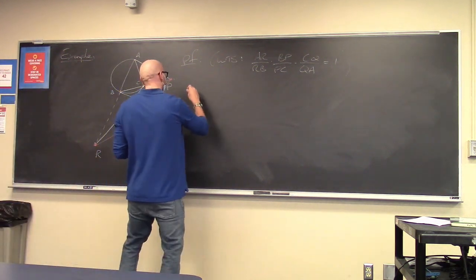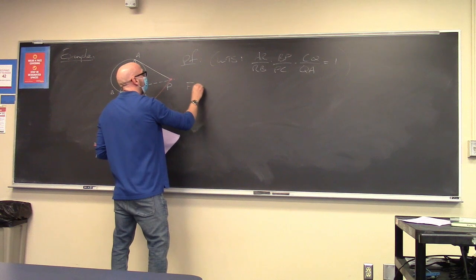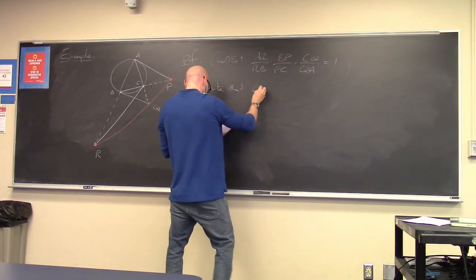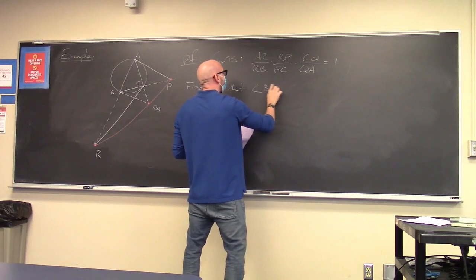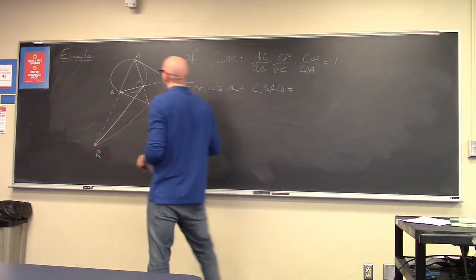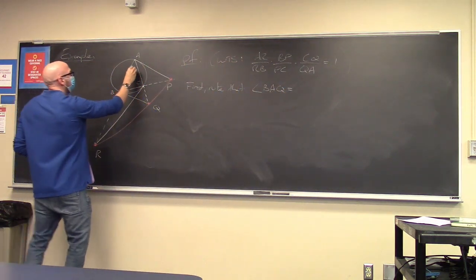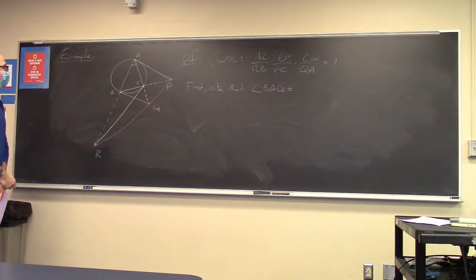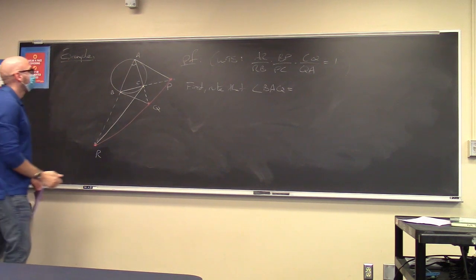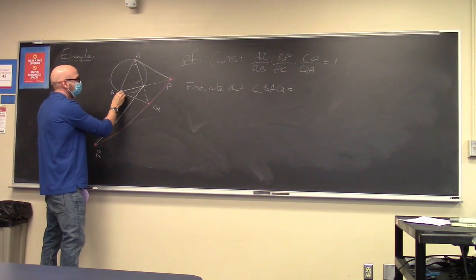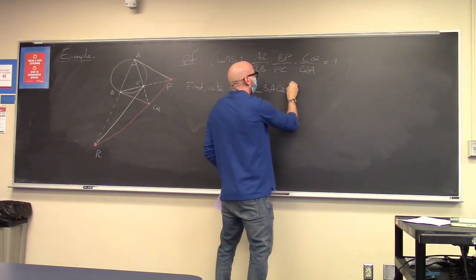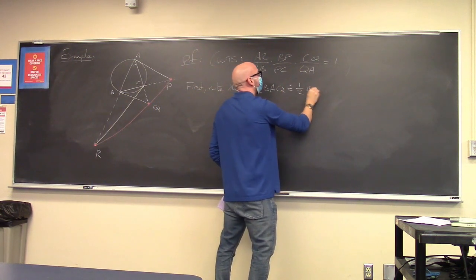So, first, note that this angle, angle BAQ, this angle here, is an inscribed angle in the circumcircle. So it's equal in measure to 1/2 of this arc BC. Equal in angle measure to 1/2 of arc BC.